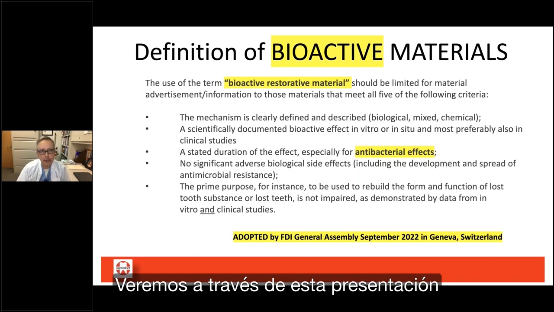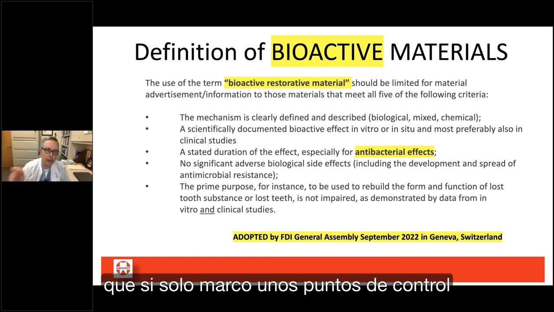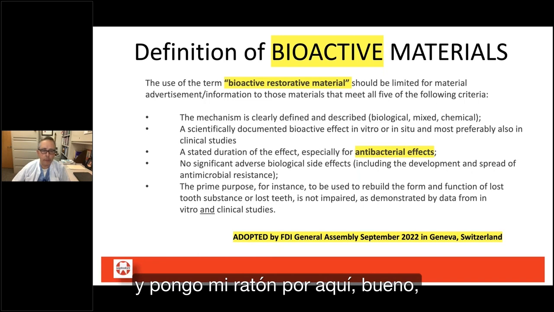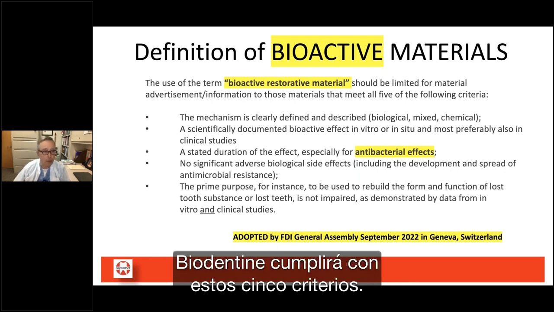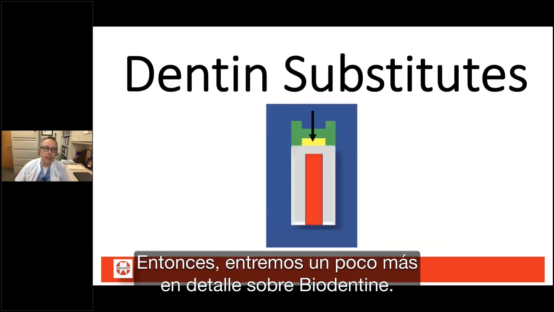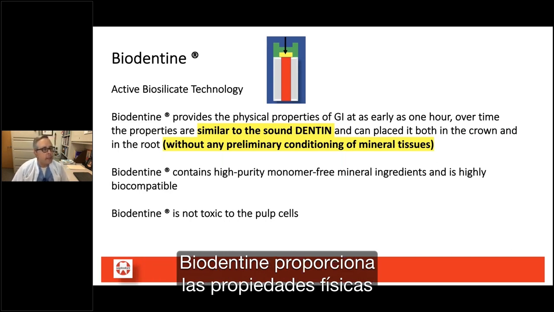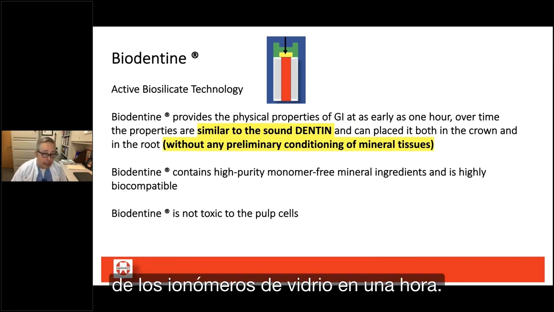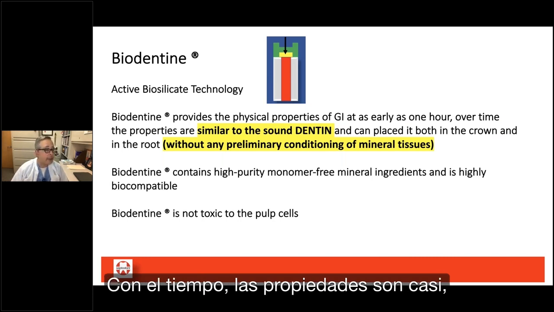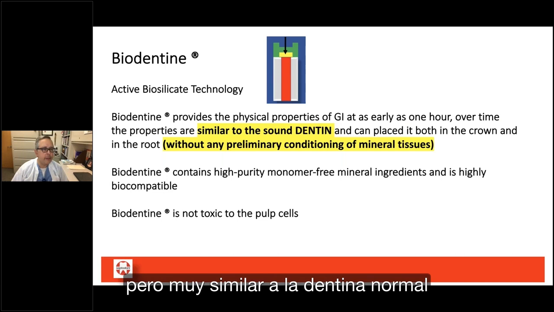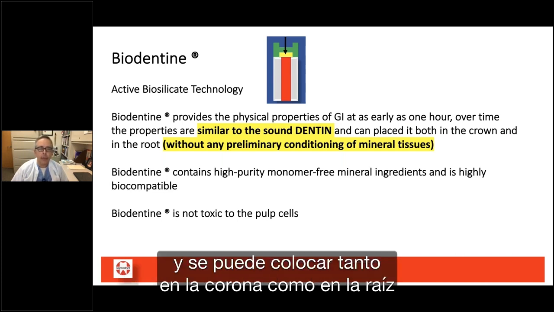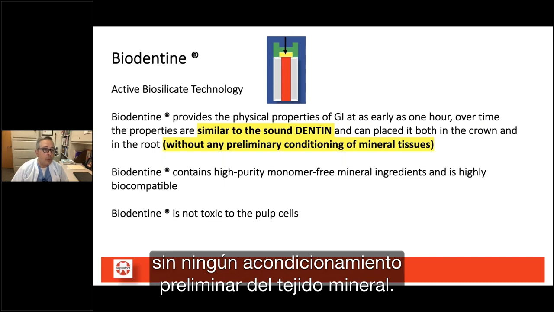We will see through this presentation that if I mark checkpoints one by one, Biodentine matches all 5 of these criteria. So let's go into a little more detail about Biodentine. Biodentine is an active biosilicate technology. It provides the physical properties of GI as early as 1 hour, and over time the properties are very similar to sound dentin, and it can be placed in both crown and root without any preliminary conditioning of the mineral tissue.